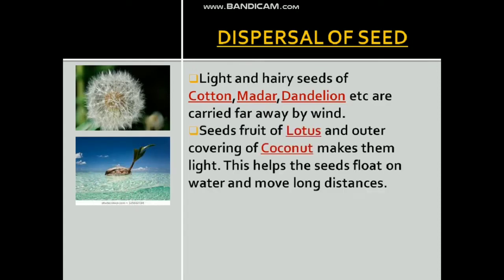The next agent is the water. Seeds, fruit of lotus and outer covering of coconut make them light. This helps the seed float on water and move long distances. Now seeds of this plant are very light and fibrous, so they float on water and move from one place to another. And if they settle down at another place and get proper nutrition or proper conditions for growth, they grow into a new plant.